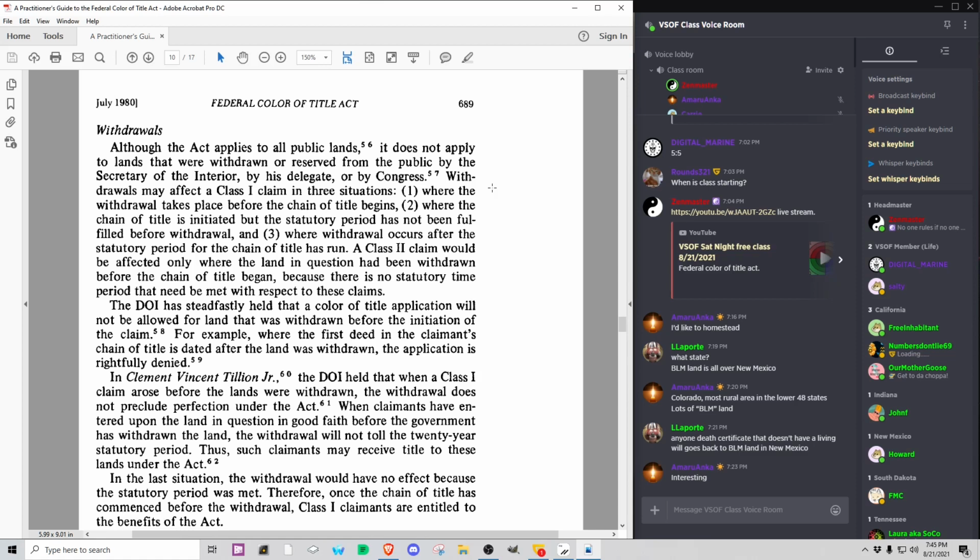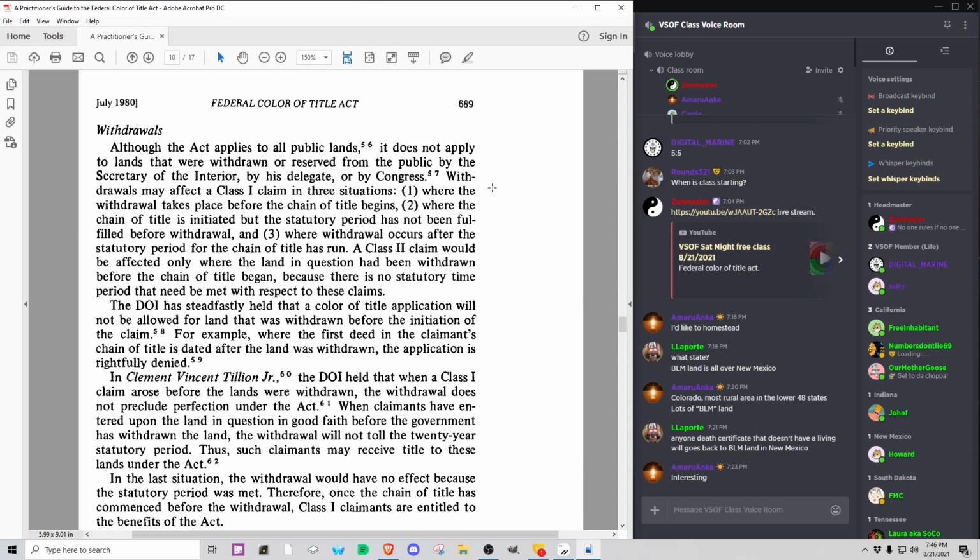Those wouldn't be able to be homesteaded because they're under federal protection. So that makes sense. Okay, so to continue, withdrawals may affect a Class 1 claim in three situations. 1, where the withdrawal takes place before the chain of title begins. 2, where the chain of title is initiated but the statutory period has not been fulfilled before withdrawal. And 3, where withdrawals occur after the statutory period of the chain of title has run.